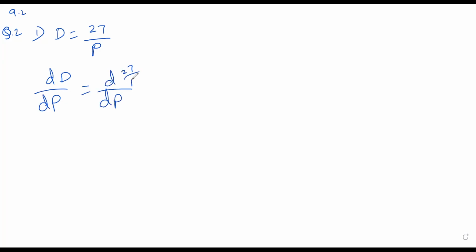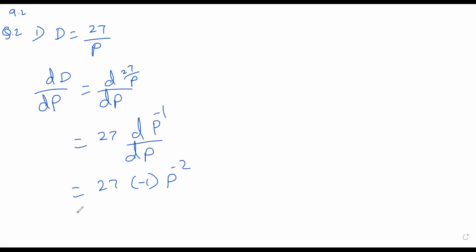d/dP of 27 by P. 27 is constant. d/dP of 1 by P. 1 by P is P raised to minus 1. That is 27 times minus 1 times P raised to minus 2. Minus 27 upon P square. This is the derivative of demand.